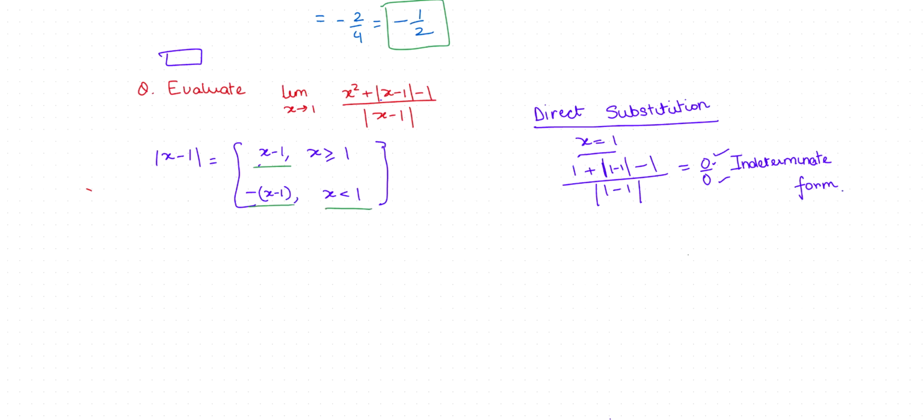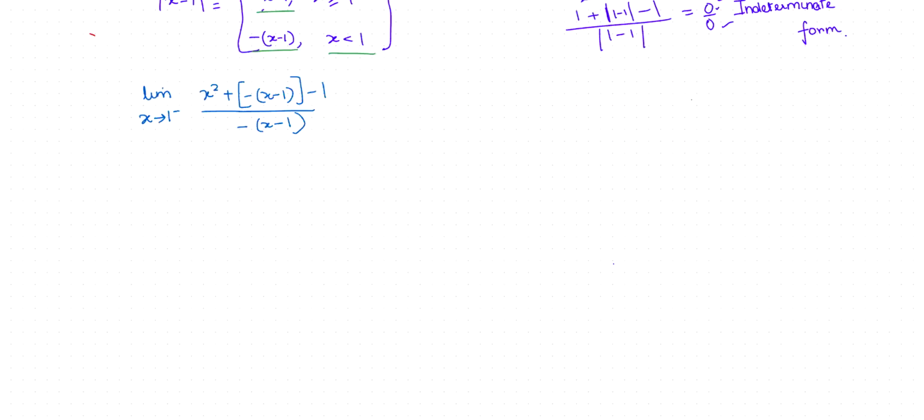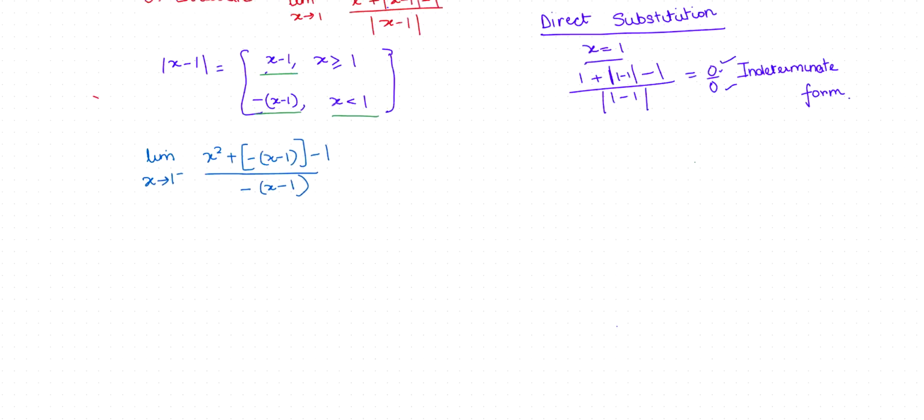So let's study both places and find the limit when x is less than 1 and when x is greater than 1. So we see here that when x is approaching 1 from the left side, we put the absolute value of x minus 1 as minus x plus 1. Let's simplify this.